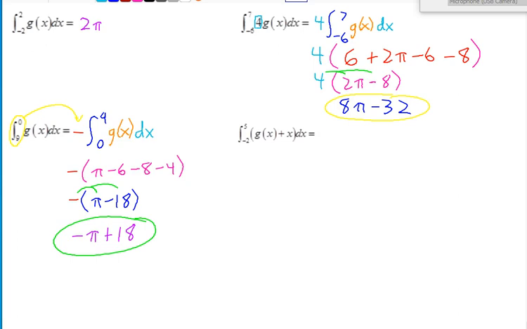All right, and the last one dealing with this graph goes from negative 2 to 5, but it's g of x plus x. Remember, with integrals, just like with derivatives, you can integrate them separately if they're added or subtracted. And here, in order to figure it out, we actually have to split it. Sometimes it's useful to split into 2 separate integrals. So the first one will be negative 2 to 5 of g of x. And then plus, the next integral will be from negative 2 to 5 again, but now of just x.